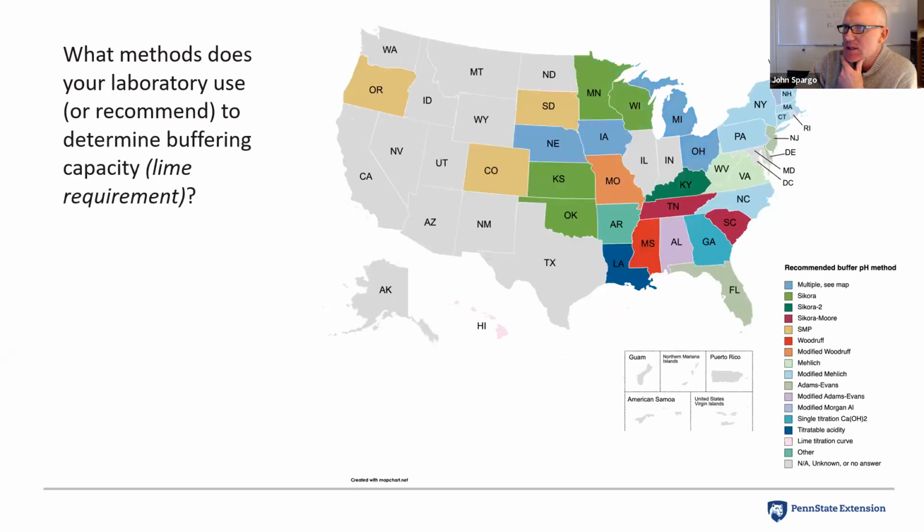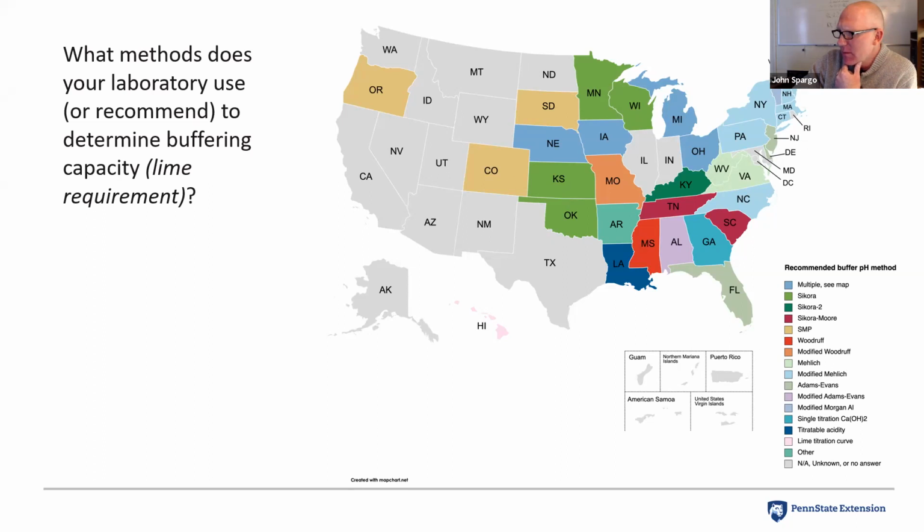Looking at buffer pH, I think I've got an accurate count of 14 different methods. Obviously, some of these we may be splitting hairs. We might be able to blend together Mehlich and modified Mehlich, and from what we just learned in the last 30 minutes, maybe the Sikora and SMP. I did not realize how the Sikora 2 diverged from these two, and I learned a lot in 30 minutes there. Thanks for that, Frank.